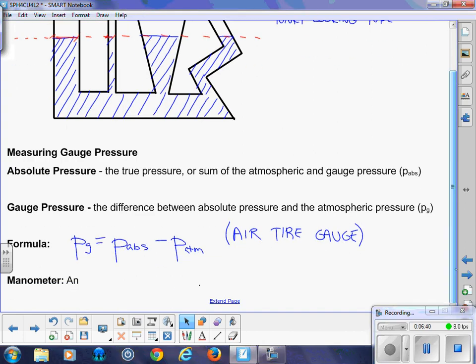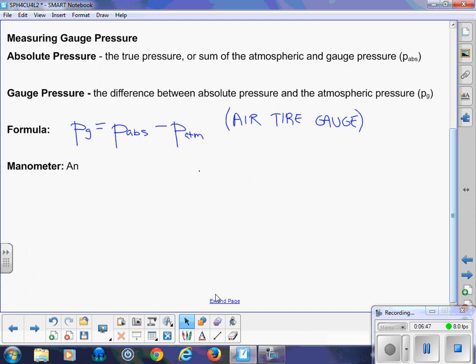It's actually reading your gauge pressure. Okay? So in the next slide here, I'm going to give you an example of what that means. But before we move on, I have one more definition here. A manometer is an instrument to gauge pressure, and we just know this as the tire pressure gauge is what we really call it, but it's actually called a manometer.